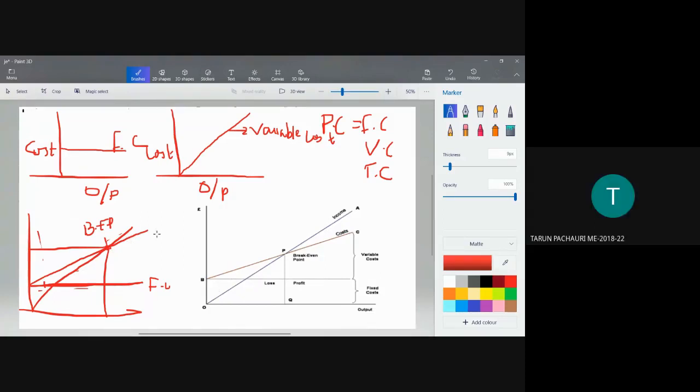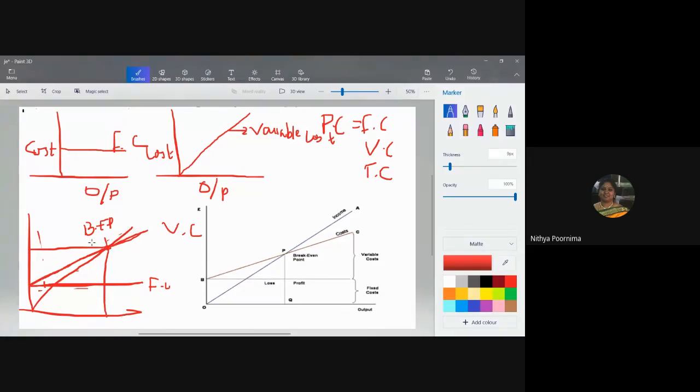Variable cost. Now I've said the total cost is the sum of fixed cost plus variable cost. So it goes above, and you draw the line here. So this is your total cost. Your total cost is coming here. So this is the total cost, right?